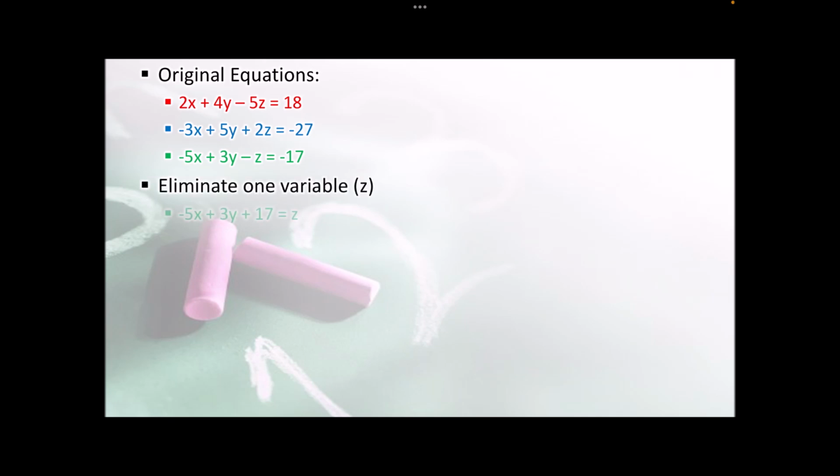When you've done that, you should have had z equal to negative 5x plus 3y plus 17. So ask yourself, what do I do now? Well, now that you've solved for z, I'm going to substitute that value in the red and the blue equations. So pause the video and go ahead and do that.